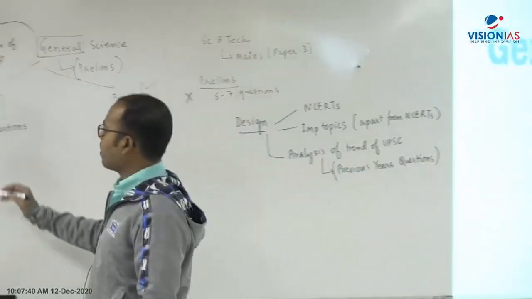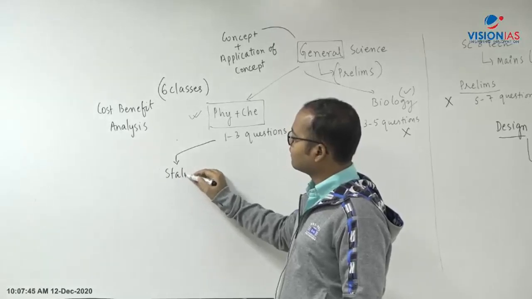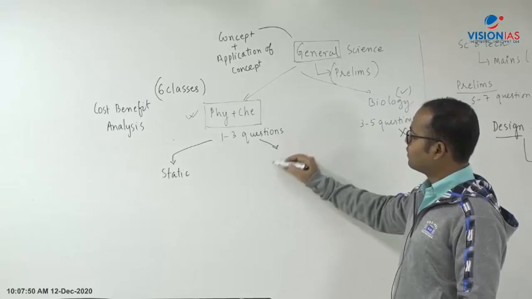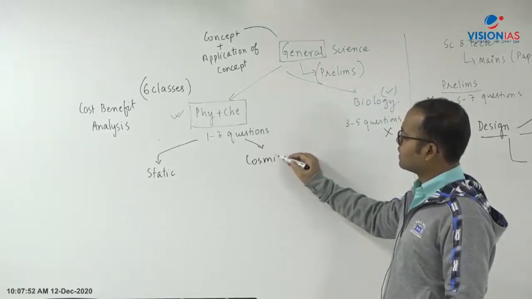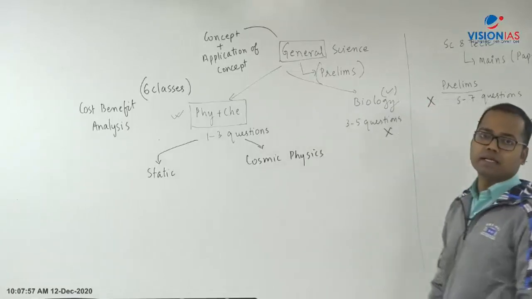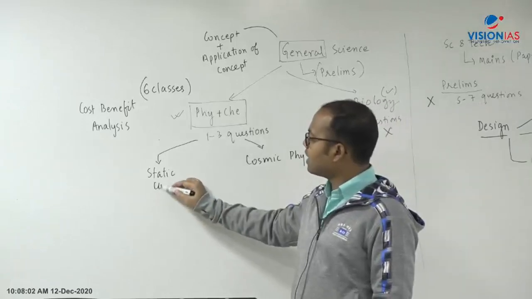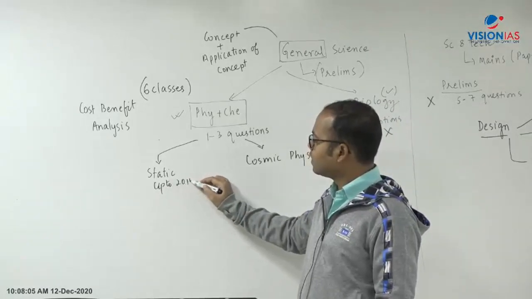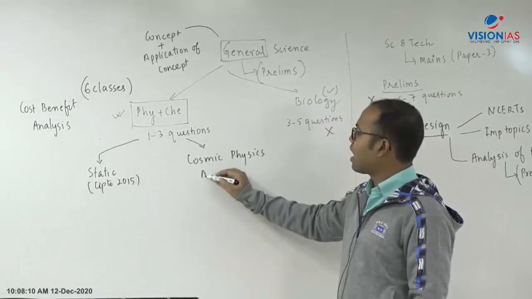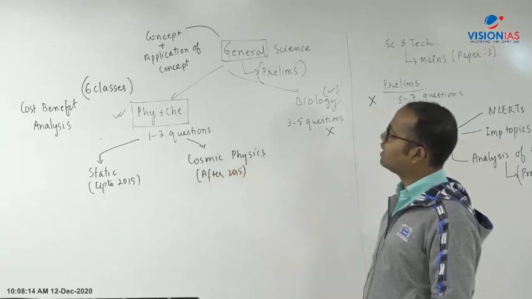Now the physics and chemistry module is further divided into 2 modules. One is your static, and the other is your cosmic physics. In the static module, if you see, up to 2015 UPSC was more interested in static module. After 2015 UPSC has changed its focus.